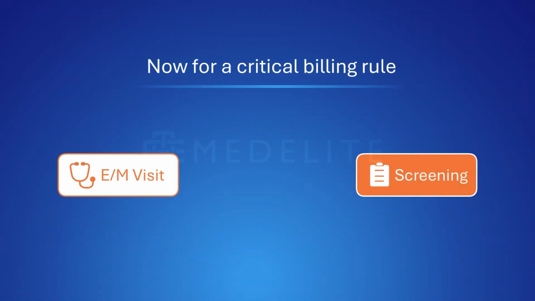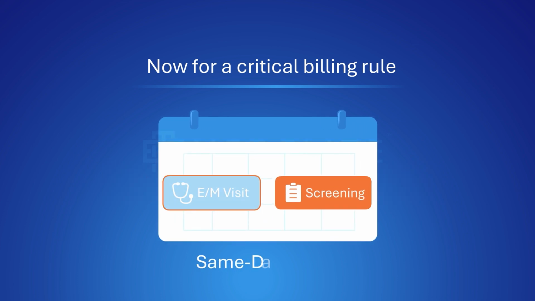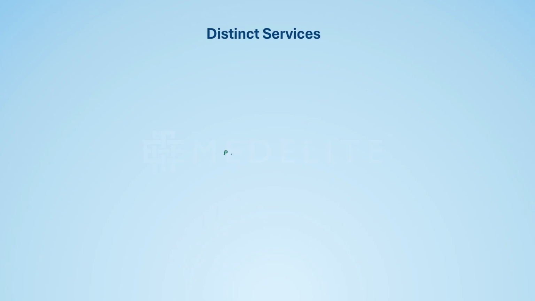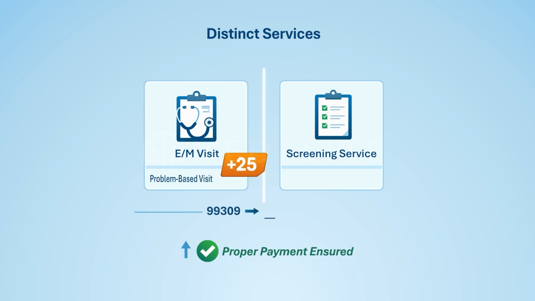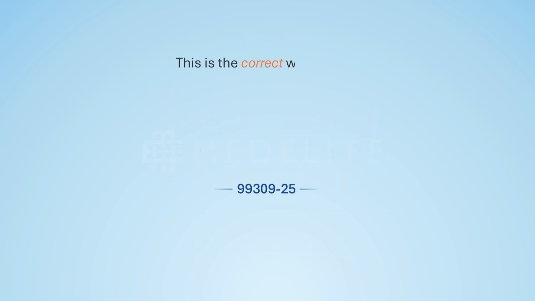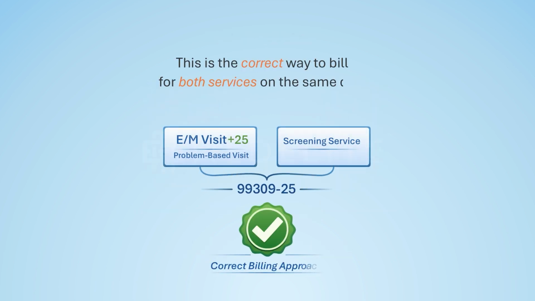Now for a critical billing rule. These G codes can and should be billed on the same day as another E/M visit. To ensure proper payment and signal that the screening was a distinct service from your problem-based visit, append a modifier 25 to the E/M code, like a 99309-25. This is the correct way to bill for both services on the same day.